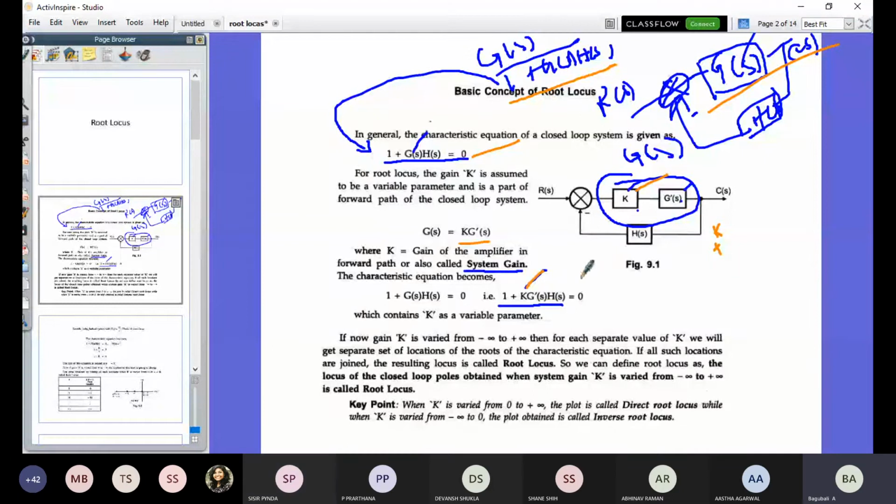The point is that if you are changing the value of k from 0 to infinity or minus infinity to plus infinity, for each such value of k we will get the location of the roots of the characteristic equation. Joining all such locations, we will get the plot. That plot is called the root locus plot. Do you have any doubt at this point? First listen to all such points, then you can ask. After completion of the entire rule, you can ask your query.